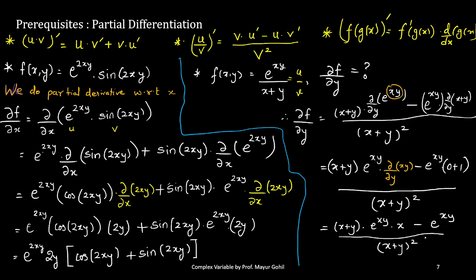So this is how partial differentiation is done, and that's the basic thing required. What are a few important rules in partial differentiation? They are going to be the uv rule, the u by v rule, and the composite rule. If you are comfortable with all this, then you will find all these things very easy.